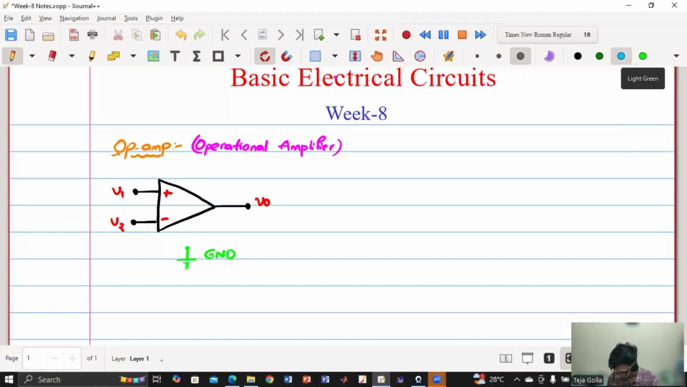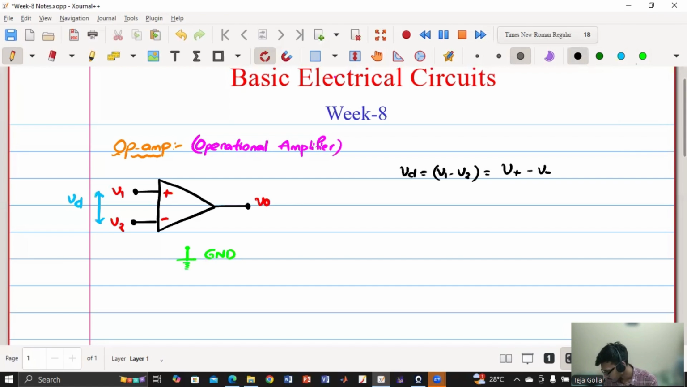Now, if this is V1 and V2, the difference between these voltages is VD. We call VD, the difference voltage, V1 minus V2, or you can say V plus minus V minus. It is the difference between the positive terminal and the negative terminal voltage. When we say op-amp, it is basically a voltage controlled voltage source.